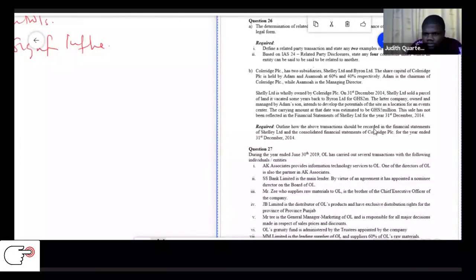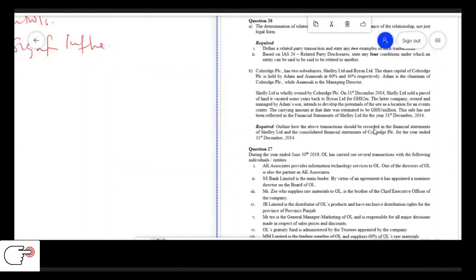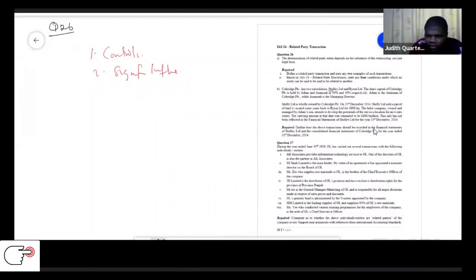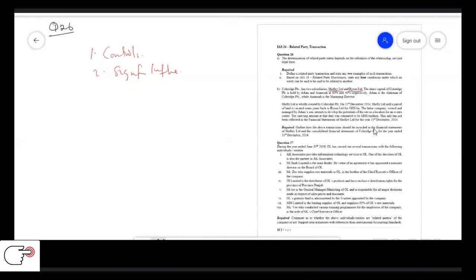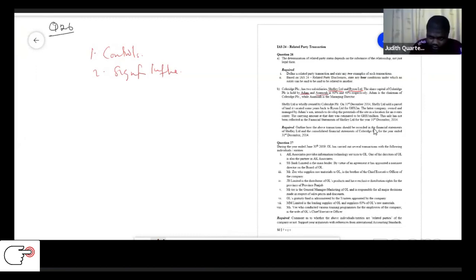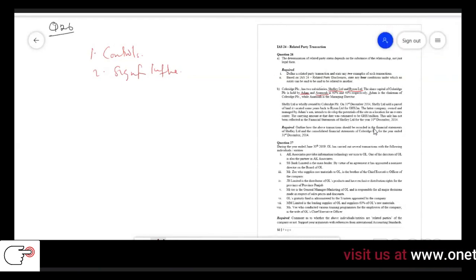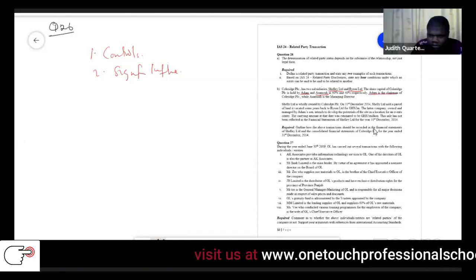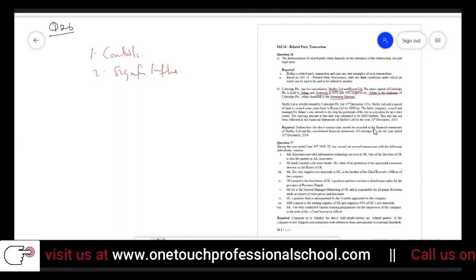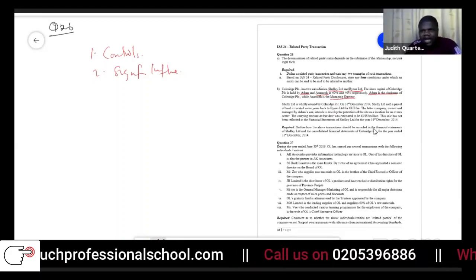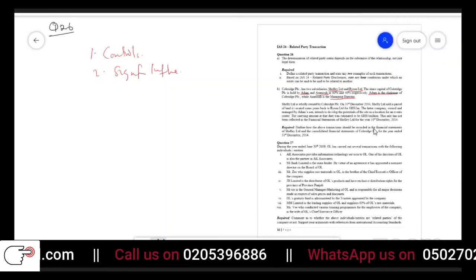The share capital of Coleri PLC is held by Adam and Asamoah. They have two subsidiaries. So that is the parent, right? The parent is controlled by Adam and Asamoah at 60% and 40% respectively. Adam is the chairman of Coleri PLC, while Asamoah is the managing director. So they are all key management personnel, and major shareholders as well.